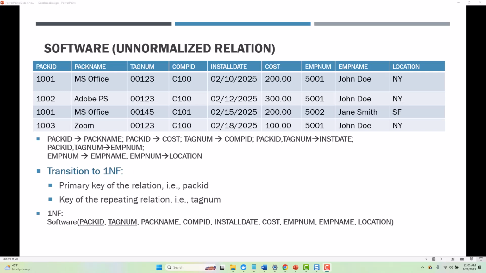Then I need to determine what is the key of the software relation, the unnormalized relation that's not part of the repeating group. And if I start looking at what I have here, the combination of the pack ID and the tag num indicates that the pack ID is going to be the key of that unnormalized software relation. So in order to transition to the 1NF, I make the primary key the pack ID and the tag num. That combination is now the key of that software relation, and I specify it in first normal form with the pack ID and the tag num being underlined. I'm just going to put the software, which is my relation, those two key fields, and then all the rest of the fields there. That's how I would refer to it.